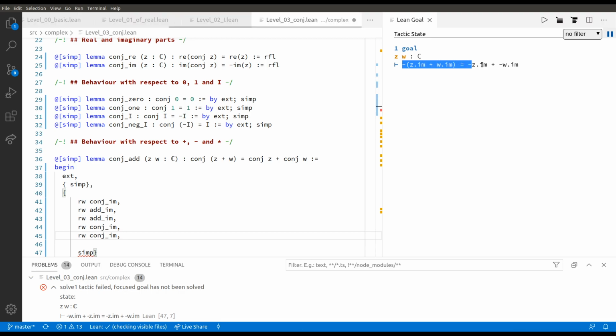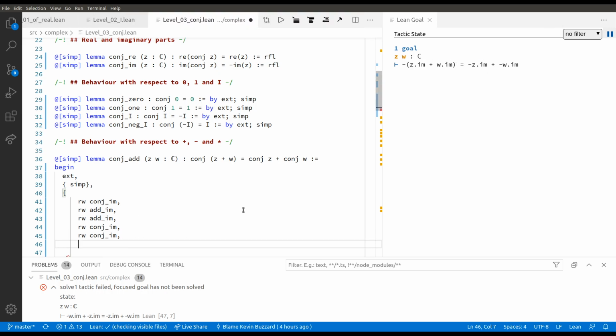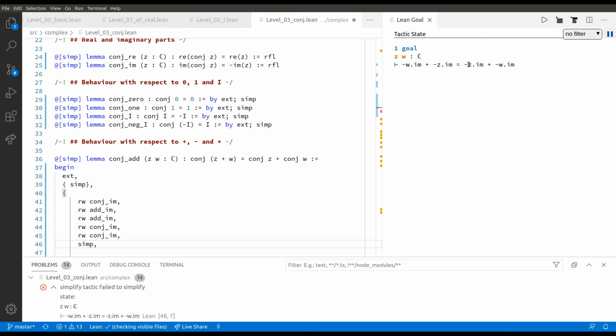So here's the problem. The problem is to prove that negation commutes with addition. Remember, these are real numbers. Why is negative (a plus b) equal to negative a plus negative b? And the simplifier happens not to know that. The simplifier knows that negative (a plus b) is negative b plus negative a, which is kind of interesting. And so we've got to prove that negative b plus negative a is equal to negative a plus negative b. So we need commutativity of addition on the reals.